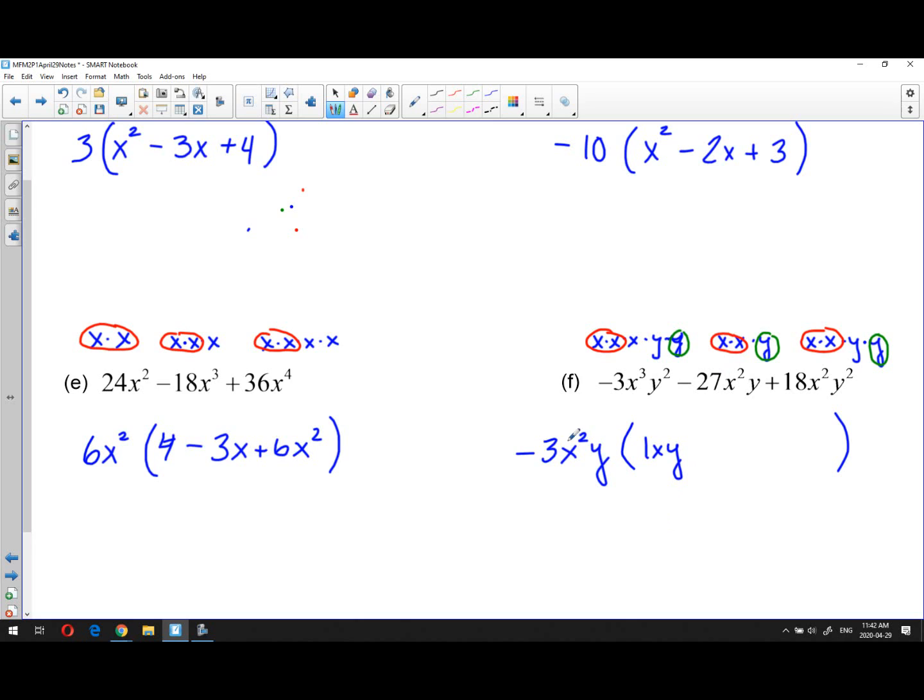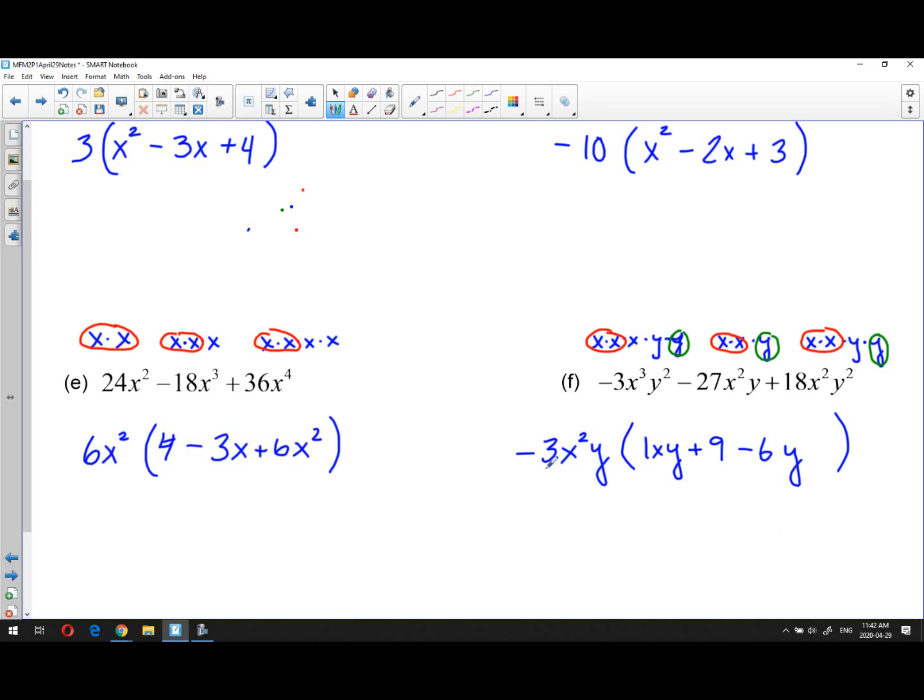Negative 27 divided by negative 3 is positive 9. We had 2 x's, but we took them all away. We had a single y, and we took that away, so no variables here, just positive y. And then finally, 18 divided by negative 3 is negative 6. We had x squared, but we took x squared away, so our x's are gone. We had y squared, but we just took one of those y's away, so we're just left with 1y.